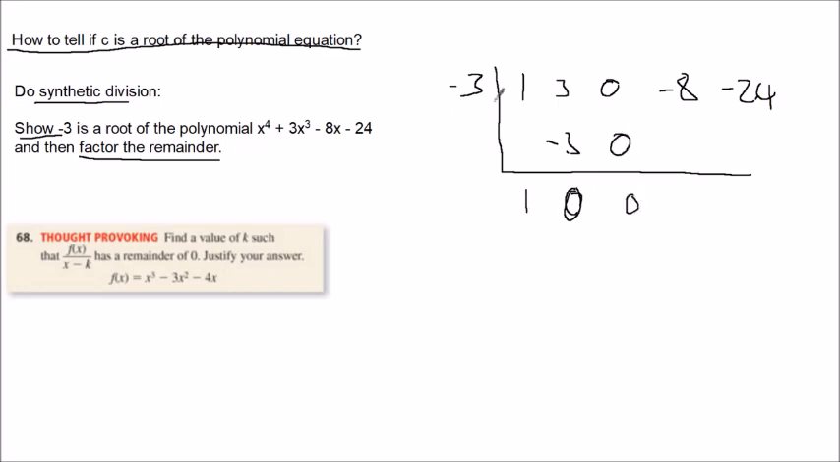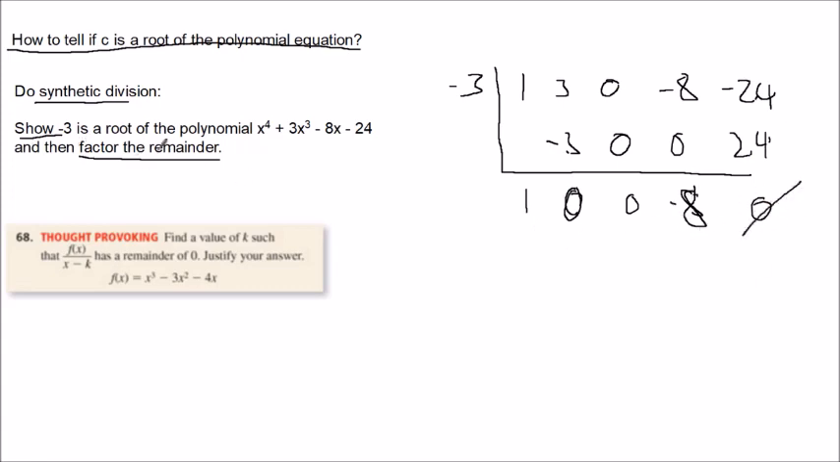0 plus 0 is just 0. Negative 8 plus 0 is negative 8. And then negative 8 times negative 3 is positive 24. 24 plus negative 24 is 0. So then we'll have 1, 0, 0, negative 8, 0. So we have no remainder.